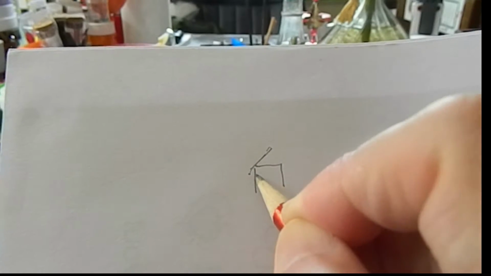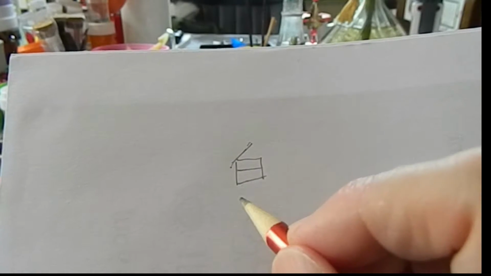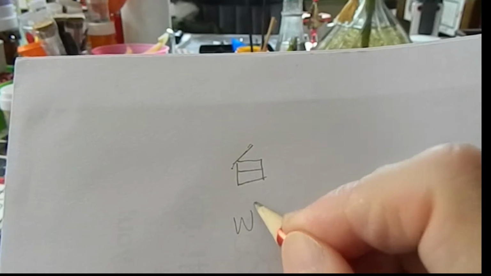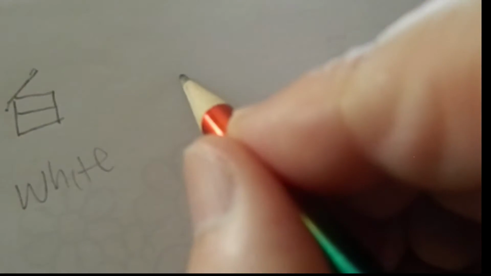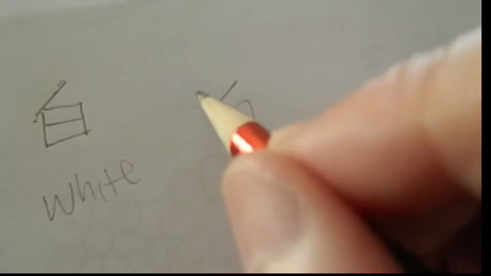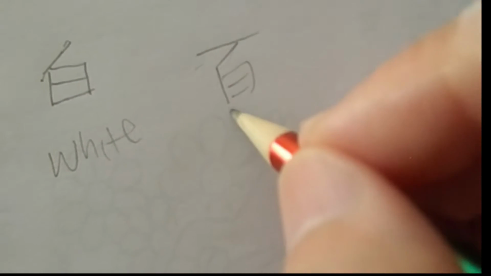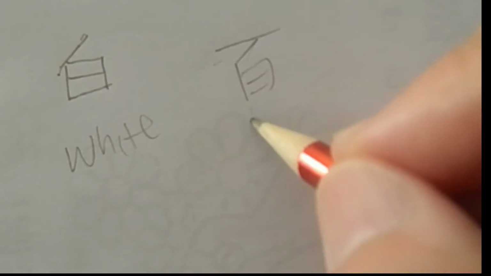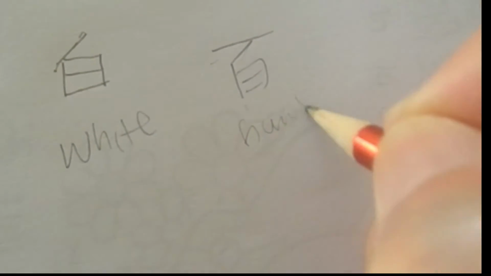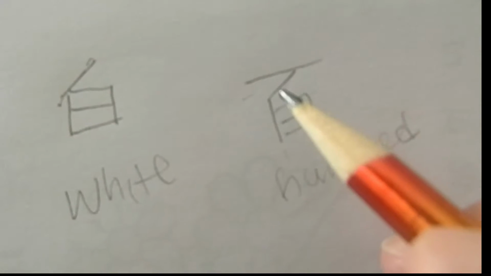This is called bai, okay? It means white, okay? So now if after you write that, for example, you add one line on the top, that becomes 100, okay? So that's the difference, okay?